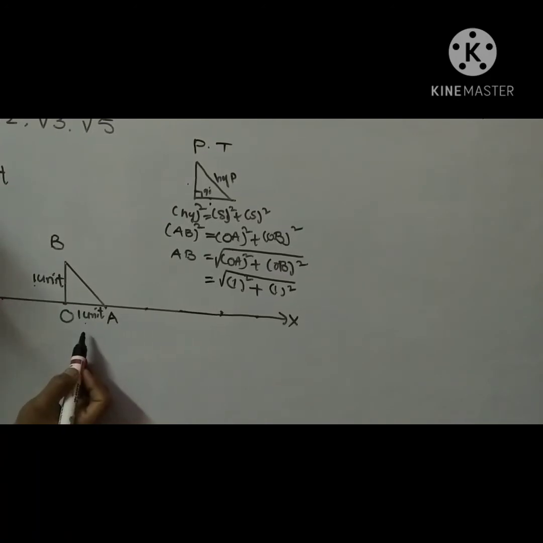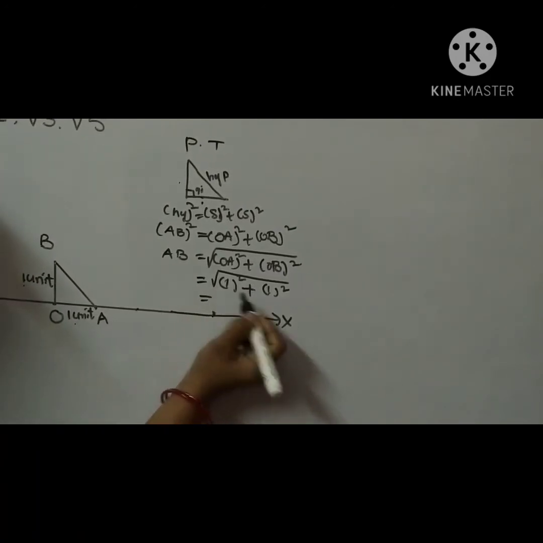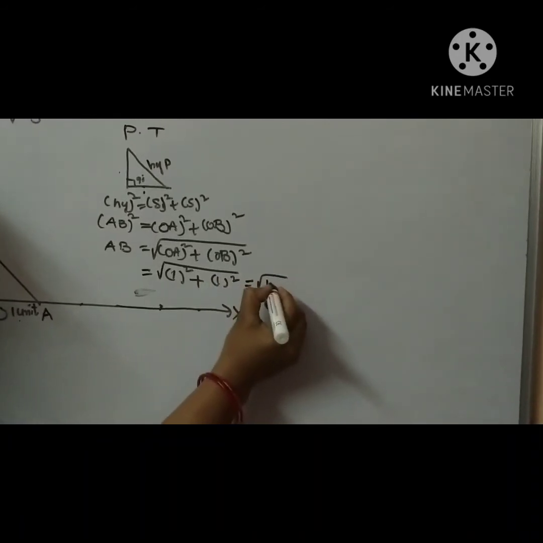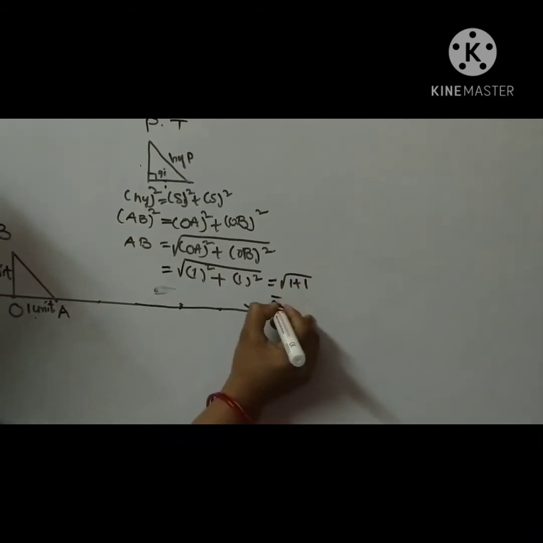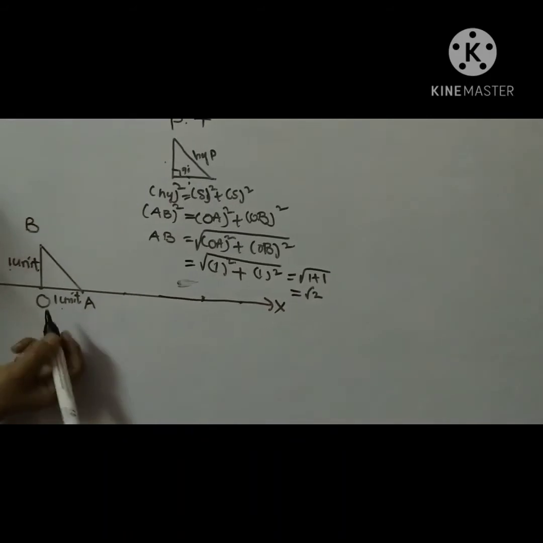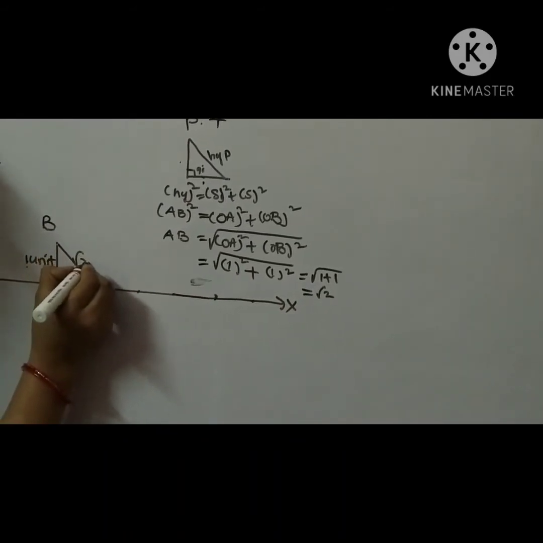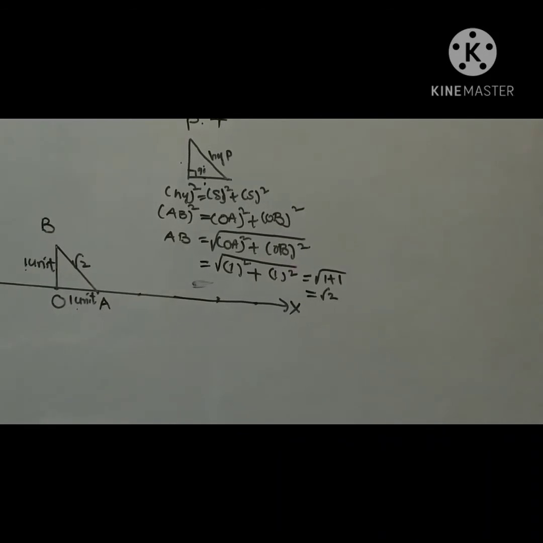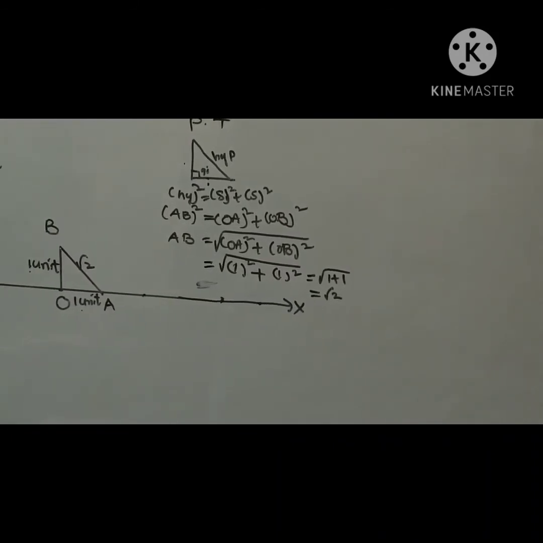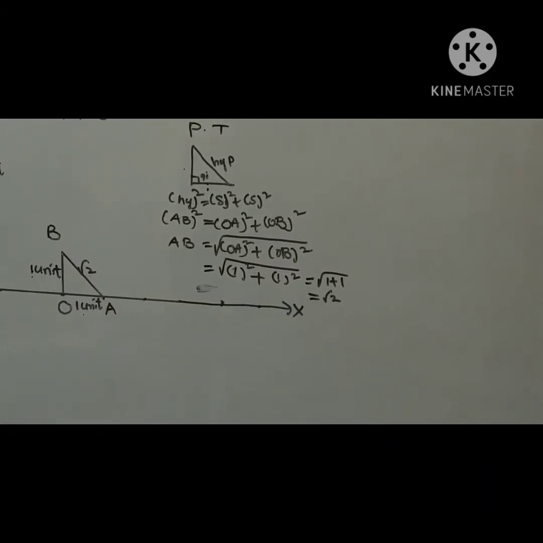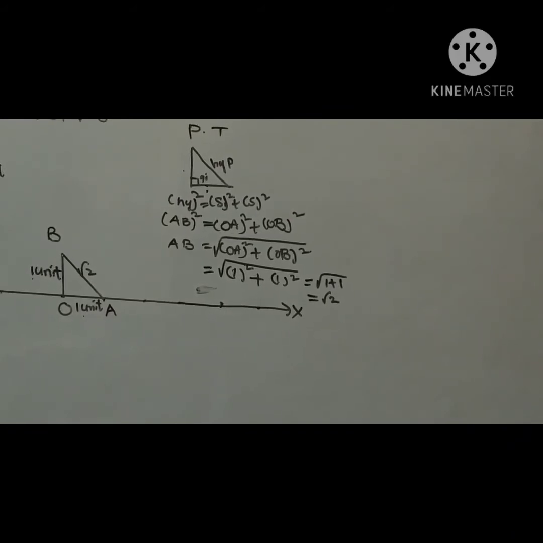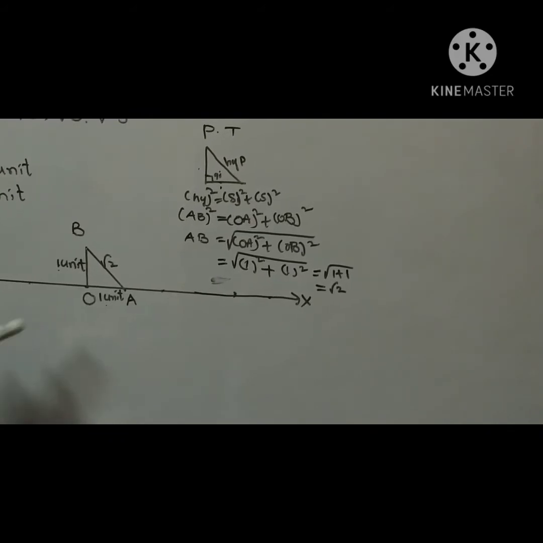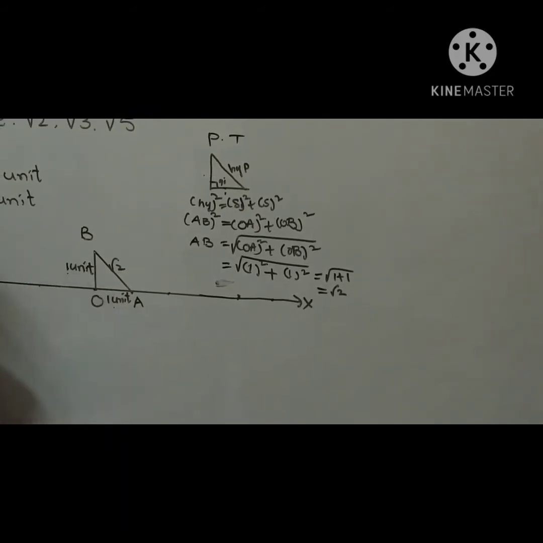So write 1 square means 1, plus 1. So that is root 2. The distance from A to B is root 2. Okay, in this case, you have to take the protractor and compass. You have to take the compass. So this is only the root 2 number line.